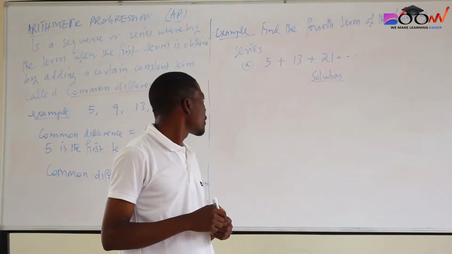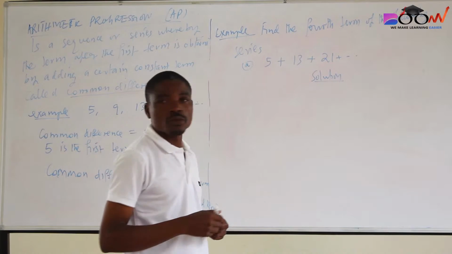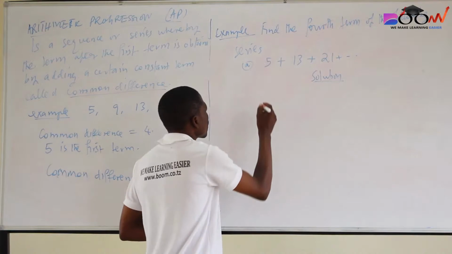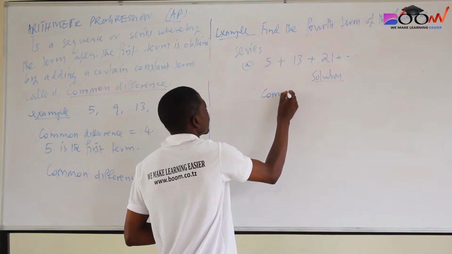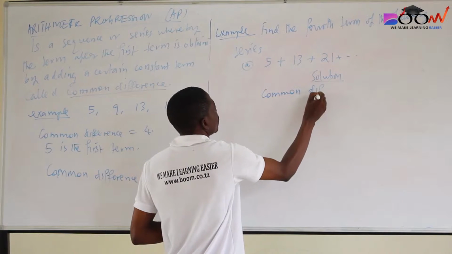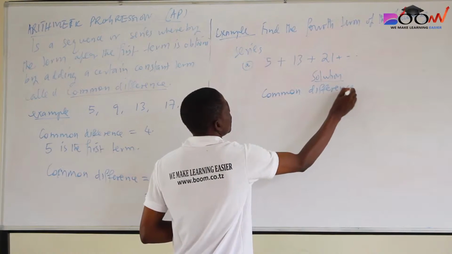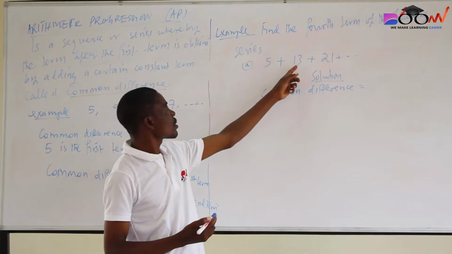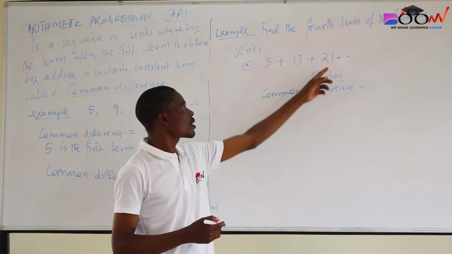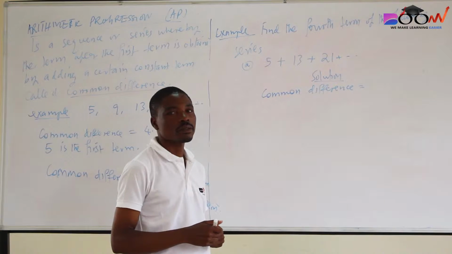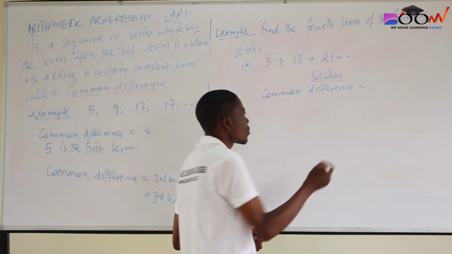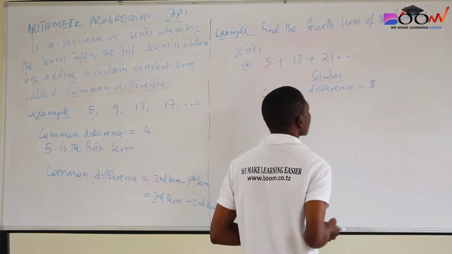On that one, first you have to look for the common difference. Our common difference, as I said, you can take now the second term minus the first, or the third term minus the second term. So from our example, the common difference is 8. So it will be equal to 8.